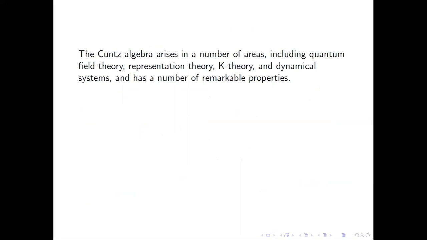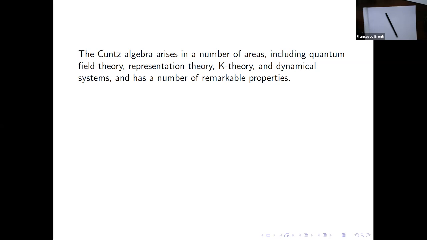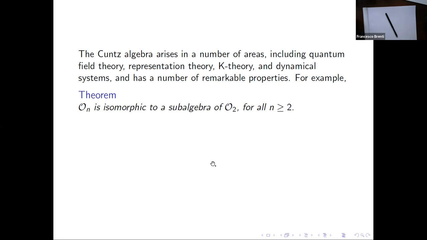Okay, so I was saying it has a number of remarkable properties. It's a kind of fractal object. So I give O2 as an example. If you take the O2 algebra corresponding to n equals 2, then every other Cuntz algebra is a subalgebra of that. So they're all one inside the other. And if you take the tensor product of O2 with itself, you end up with something that's still isomorphic to O2.